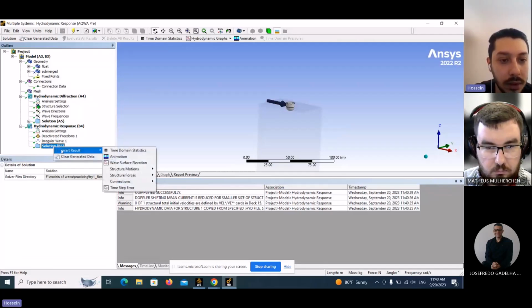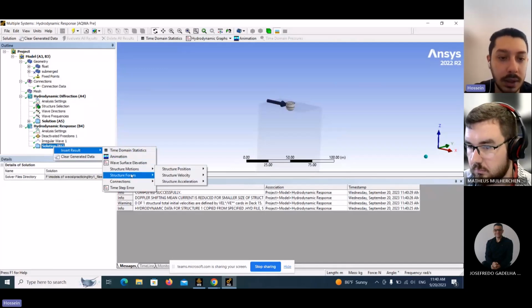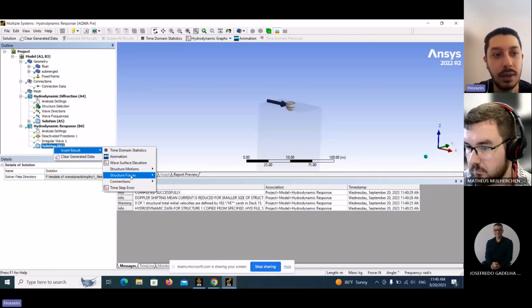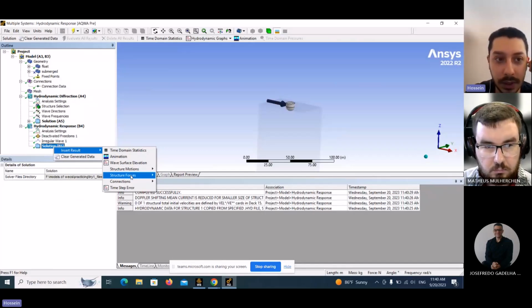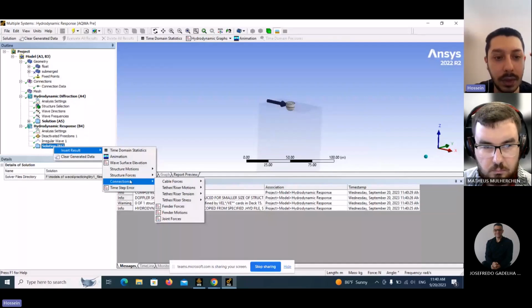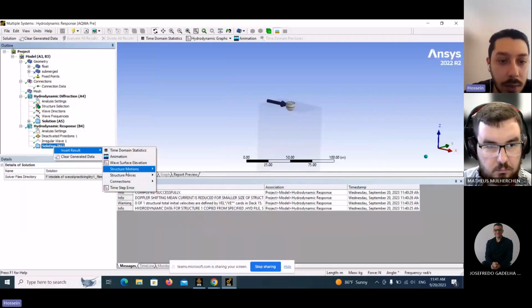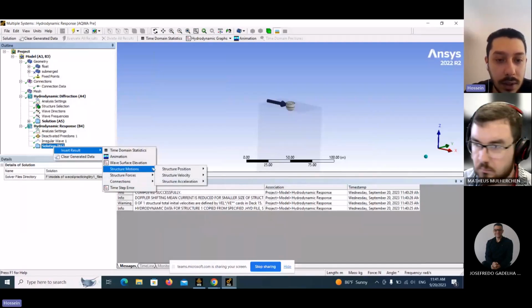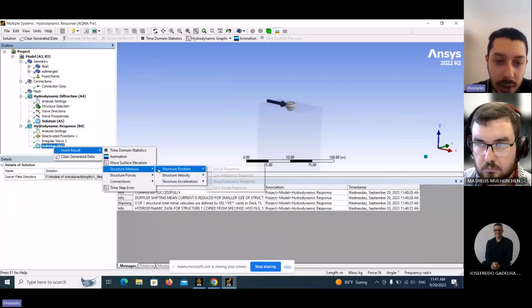On the results, you can see the motions, forces, and the connections. If you have connections, after this part I will show you the cable modeling that you asked me about last session, about the tension of the cable. But if you want to see the structure motions, like the structure position, you can click here: structure motions, positions, and actual response.